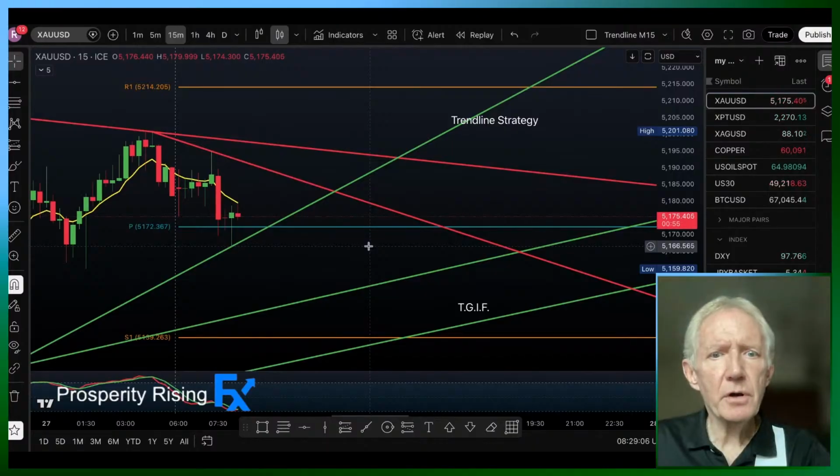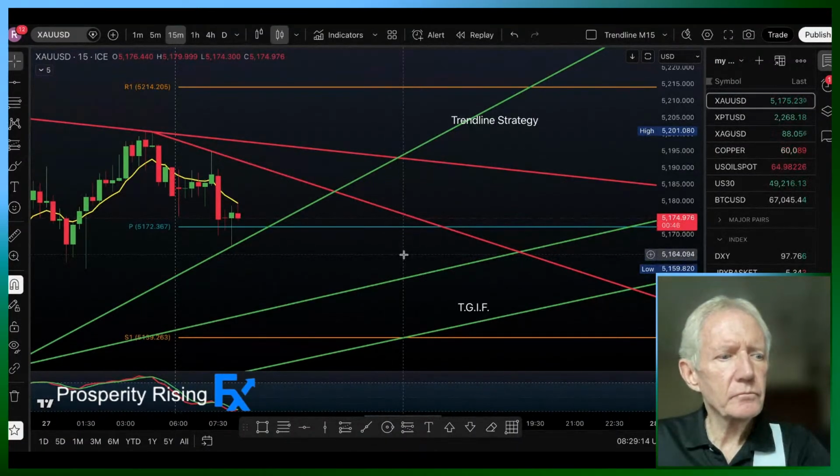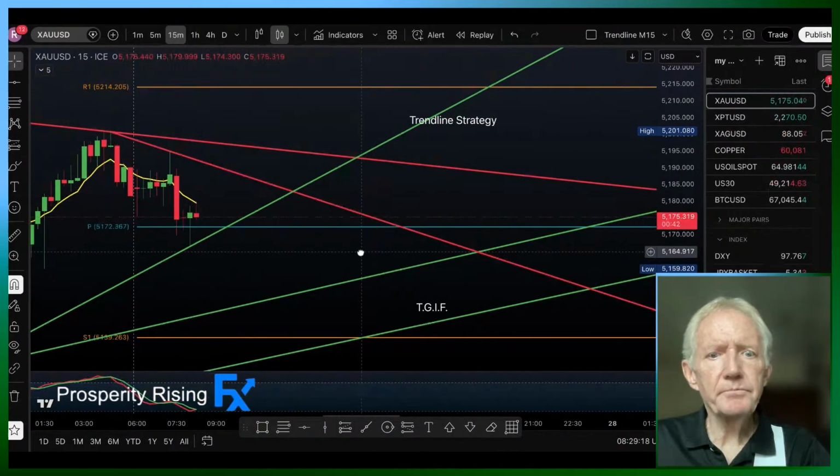Until we get a break of structure and move to higher prices or start to move to lower prices, whichever. Gold is just for day trading right now.